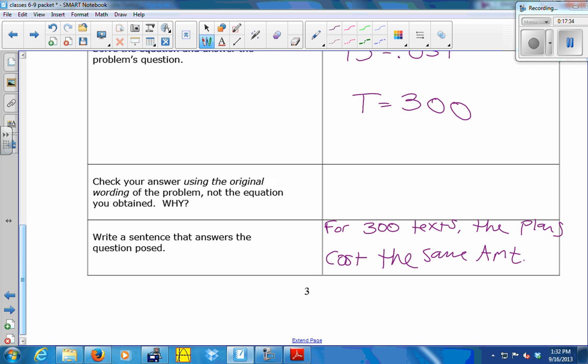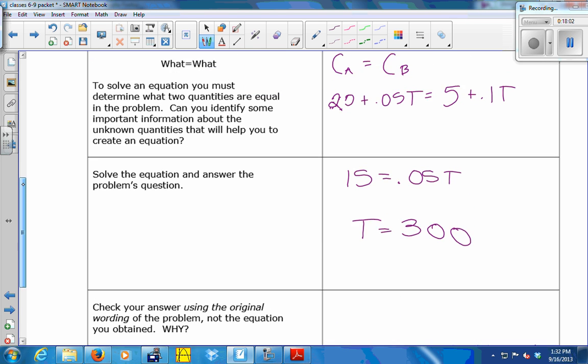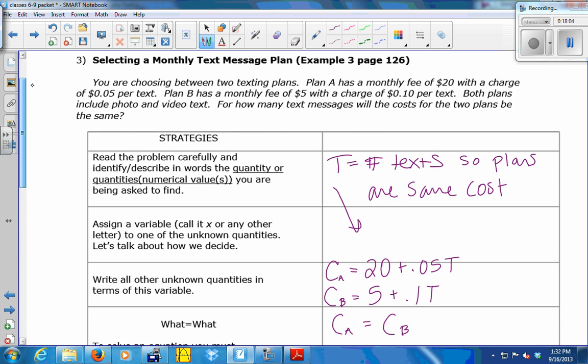And we should check our answer using the original wording of the problem. Okay, so why do we use the original wording and not the equation we wrote? In case you made a mistake writing your equation down. Good. Okay, so let's go back to the original wording.